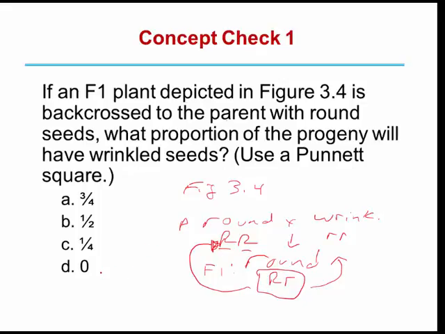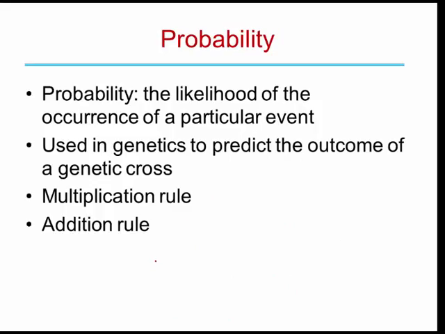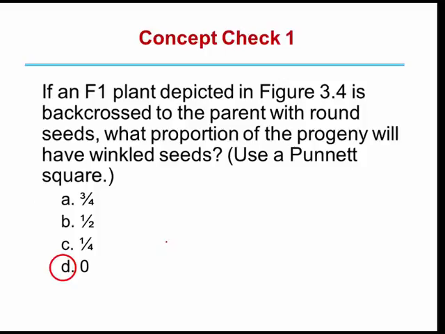What proportion of the progeny will be wrinkled? Well, we go big R crossed to big R, little r. They're all big R something, so they're all round. So it should be 0. Let's go back. Alright, so it was 0. That makes sense. Simple enough.